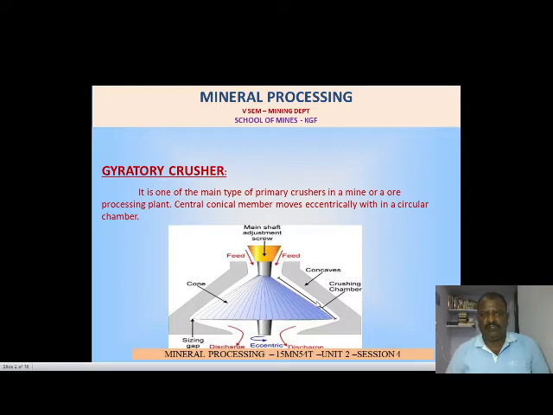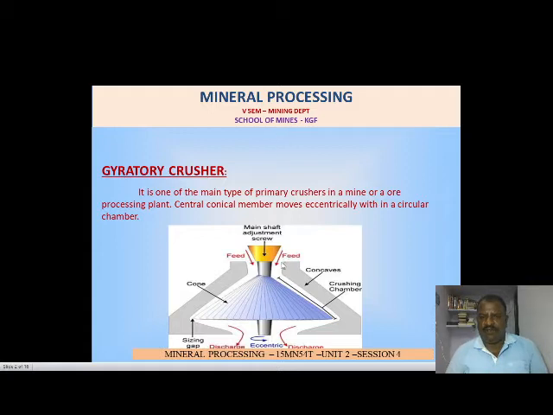Now we will go to section 4, the gyratory crusher. It is also one main type of primary crusher in the ore processing plant. The conical member moves eccentrically within the circular chamber. Now you see in the figure, the main shaft and adjustable screw. The main shaft will run in an eccentric manner.